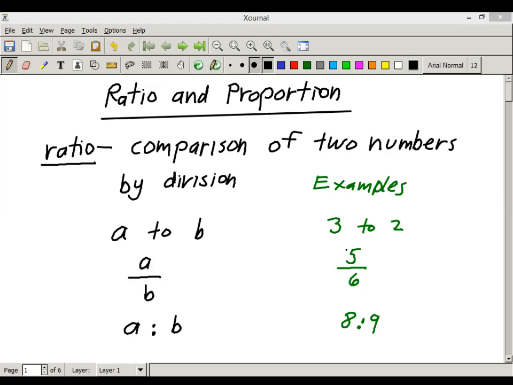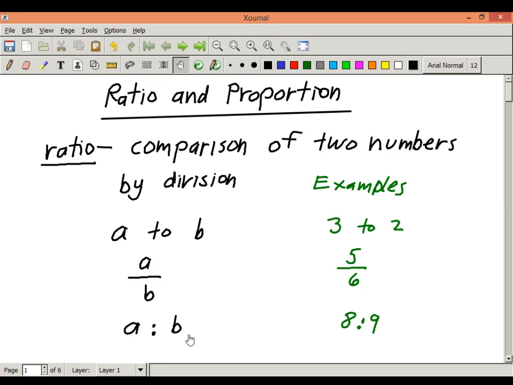Ratio is just a comparison of two numbers by division. So we'd say the ratio of A to B right here. For an example of that, we would say maybe the ratio of two numbers is 3 to 2, with the word "to" in there. Normally, we're going to use a ratio as a fraction, so we can say the ratio of A to B is a fraction written like this. As an example of that, the ratio of 5 to 6 can be written as a fraction like that.